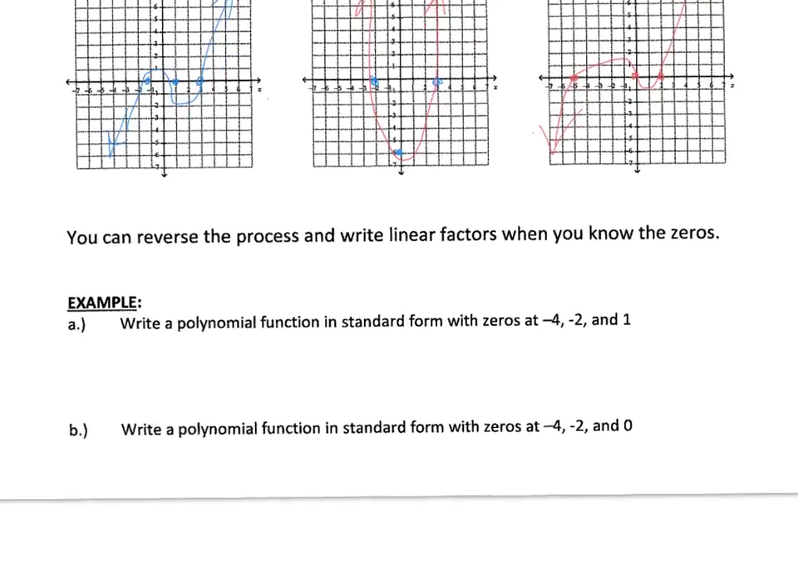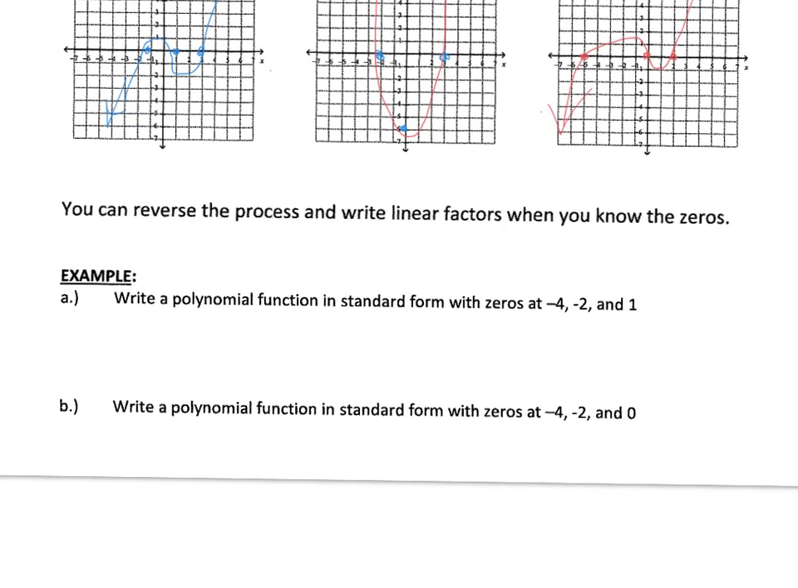Okay, then down here you can go backwards if you know the linear factors. If you know that negative 4 is a 0, then you know that x plus 4 is a factor. If you know that 2 is a 0, you know that x minus 2 is a factor. And then x minus 1 is a factor.